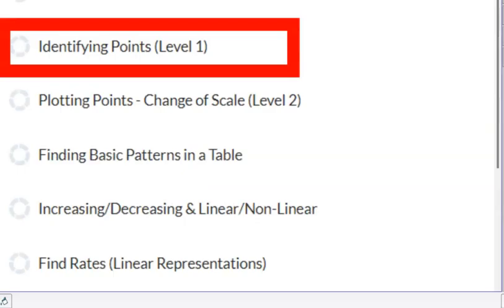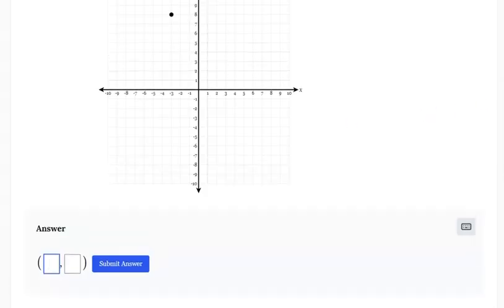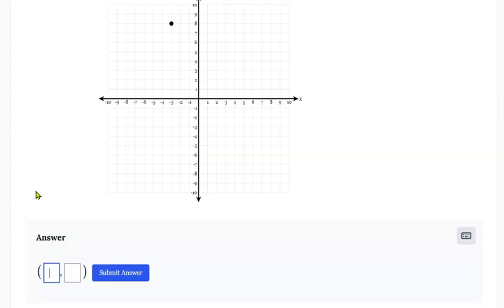The second topic is to identify the points by writing the numbers for their coordinates. You'll notice that the black dot is somewhere on the coordinate plane, and you have to state the coordinates of that point by typing them in this answer box below. So again, you will start from the origin. You will count along the x-axis first until you line up with the black point.